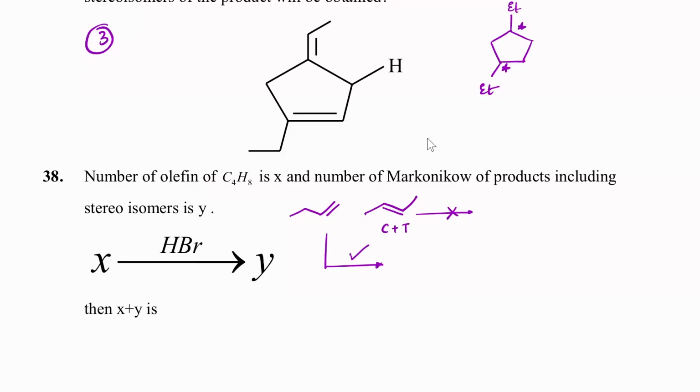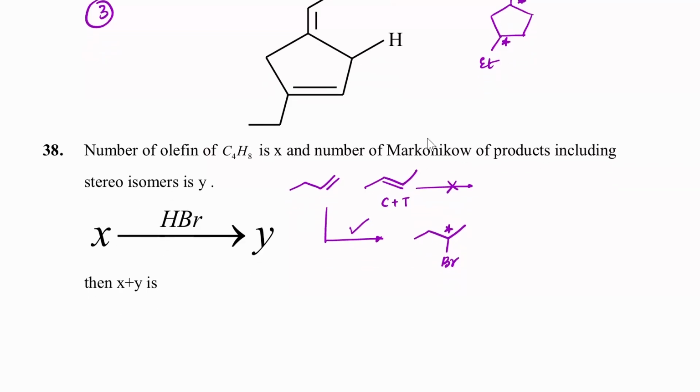So number of Markovnikov products including stereoisomers is... Okay. So if in case you have Markovnikov addition followed, this is the product you will get. Right. So now, in the first case, what if I have to make an addition here? In this case, we can have a Br here as well because H plus will get added. Br will come at this position. So only this product you will get.